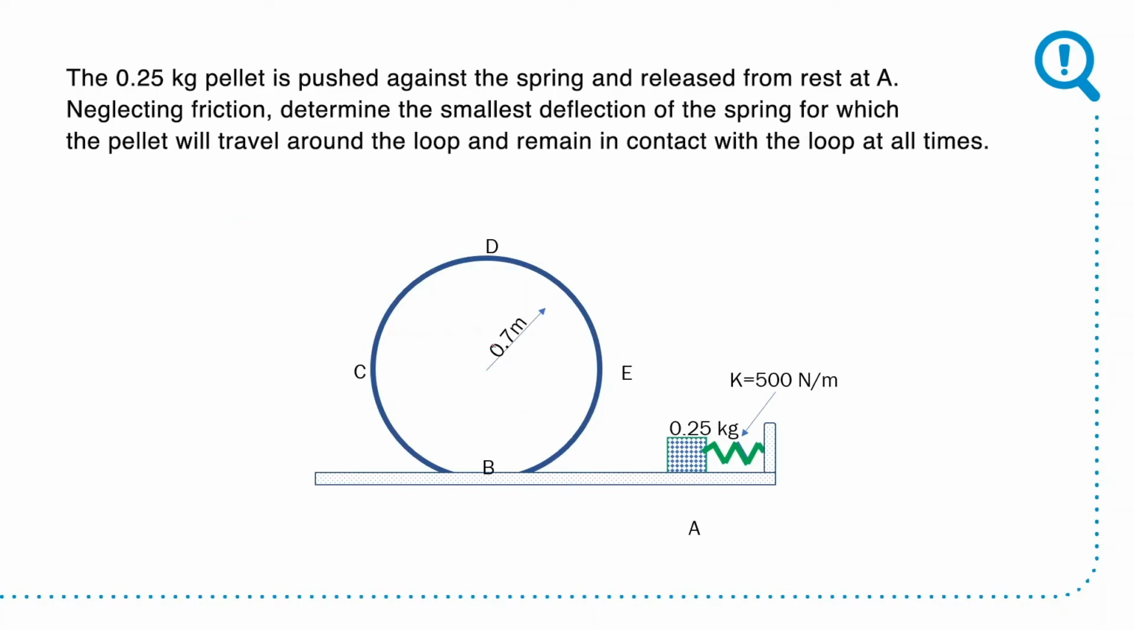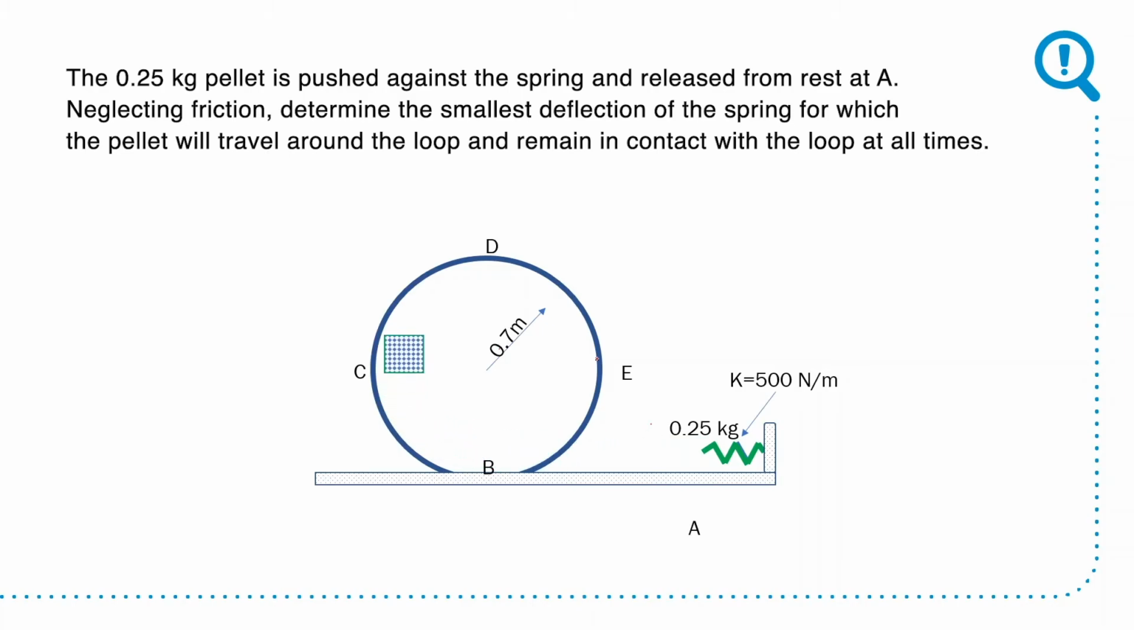So the loop has a radius of 0.7 meters. The pellet, this thing right here, is 0.25 kilograms, and this shouldn't be capitalized, but it's okay. K equals 500 newtons per meter. And there are 5 positions here: A, the starting position; B, the lowest position on the loop; C, the midpoint; D, the highest position; and E, which is the other side from C.